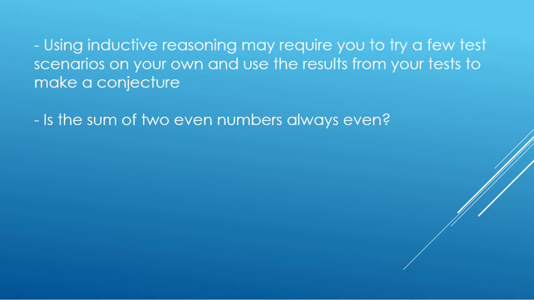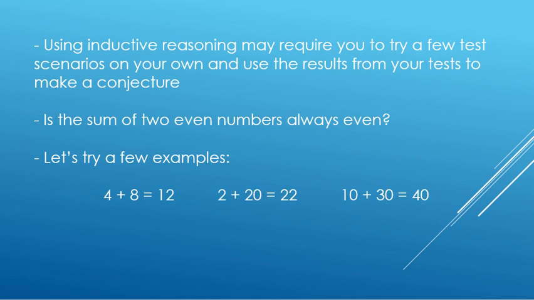So here's a sample of what I'm talking about. Is the sum of 2 even numbers always even? We don't know for sure right now. Is the sum of 2 even numbers always even? So let's just try some samples here. Let's just take 2 even numbers, any 2 whatsoever. We're going to add these things up, and we're going to see if we get a number that's even. So if I take 4 and 8, those are both even numbers. Add those up, I get 12.